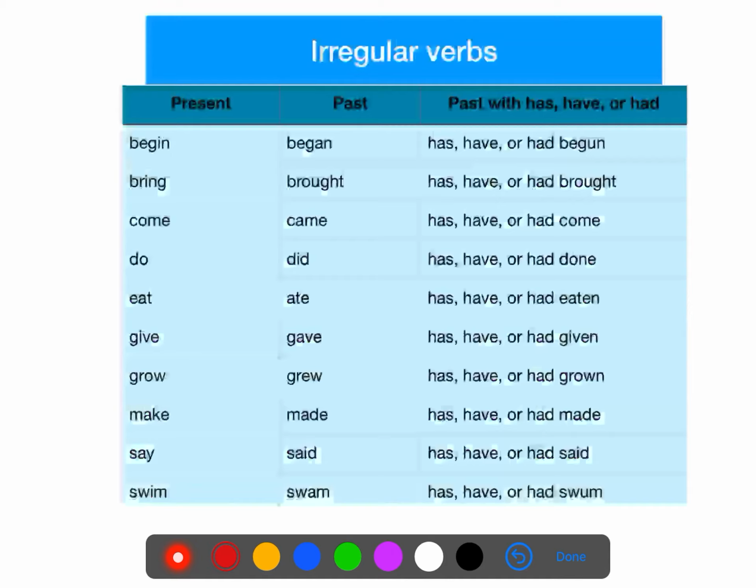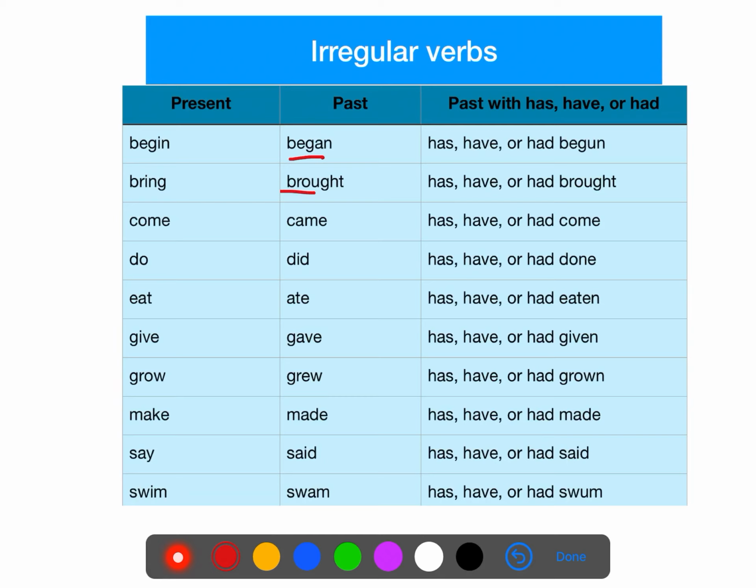This is a list of 10 verbs that are irregular and how we change them to the past, how the spelling of each and every one of them is changed, and how some of them are also changed when I'm using it in the past with one of the helping verbs has, have, or had.